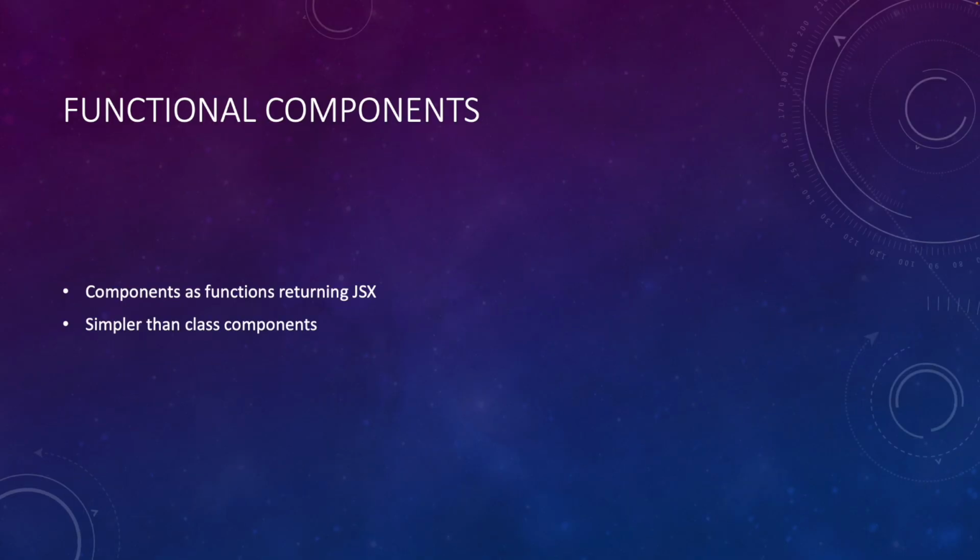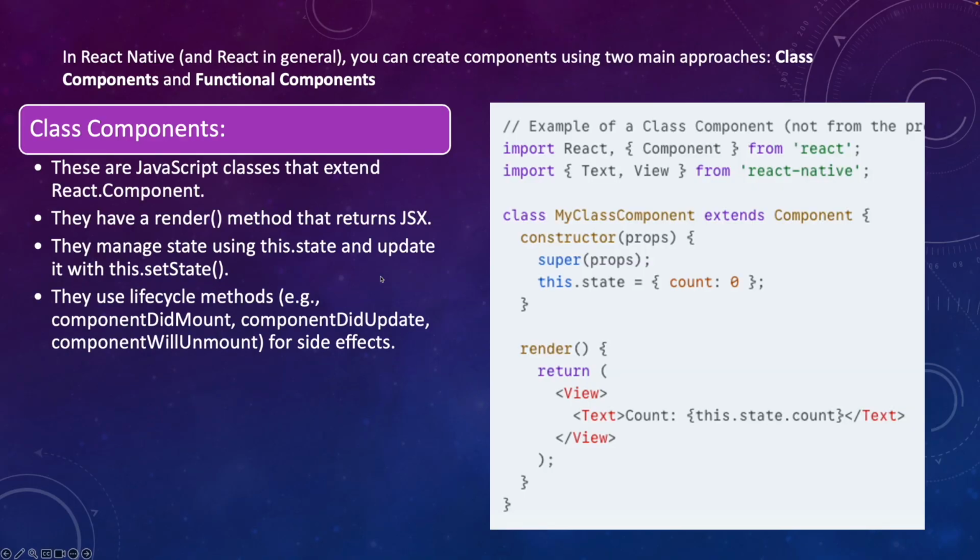Functional components are functions that return JSX, and of course it is much simpler than class components. Let me explain functional components and class components and what the differences between them are. In React Native, you can create components in two different ways: as a functional component or as a class component.